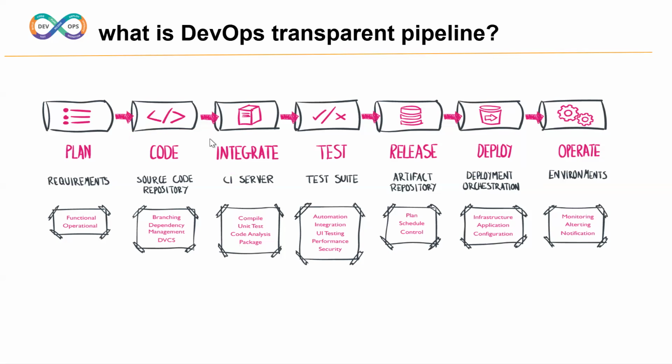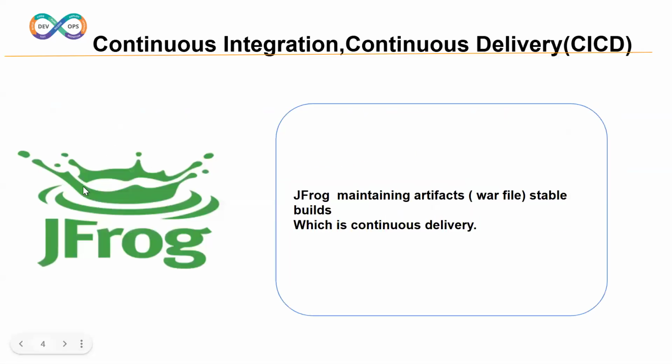After successfully integrating and making working software, where are we going to deliver this working software? Into the release. Continuous integration: by executing test cases, we make working software, and we deliver it into the release. What is the release? JFrog. JFrog is an Artifactory. It maintains stable builds, and we continuously deliver the working software into JFrog.